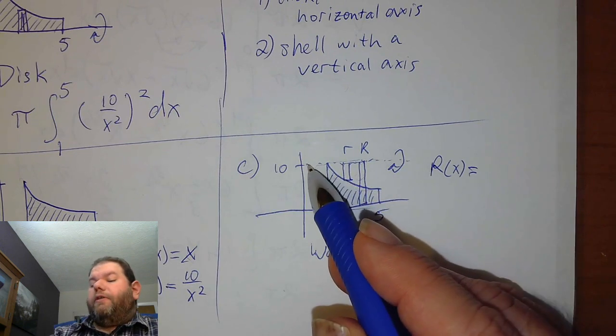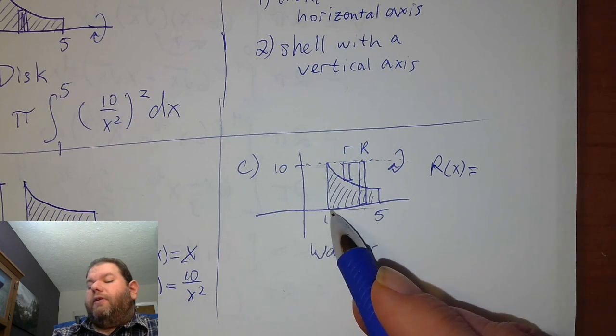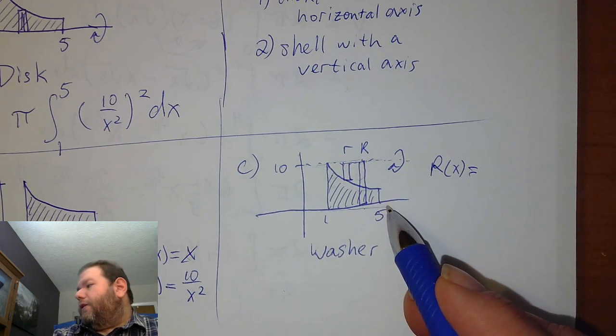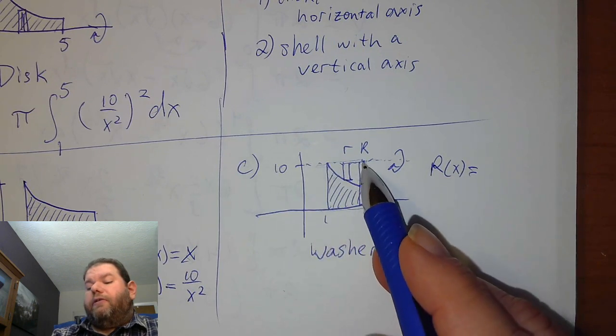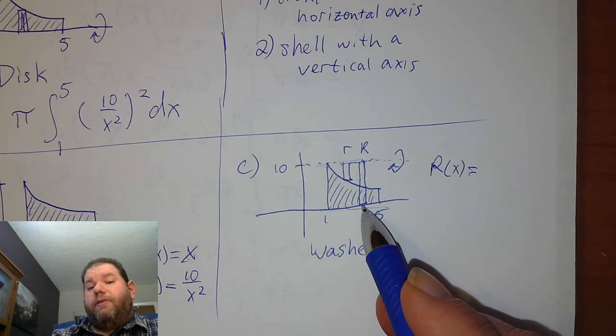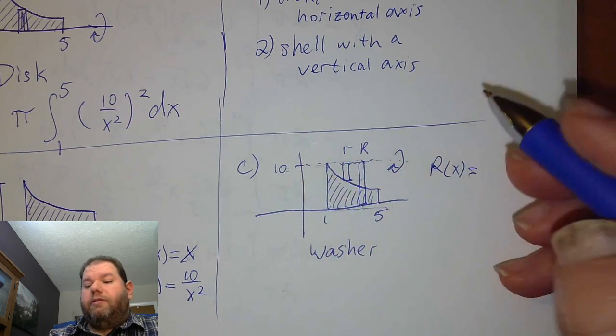So we're looking at the distance from the axis all the way to this side here. Now these are actually parallel lines, so the radius, the distance between them, is a constant value, and that'll just be 10.